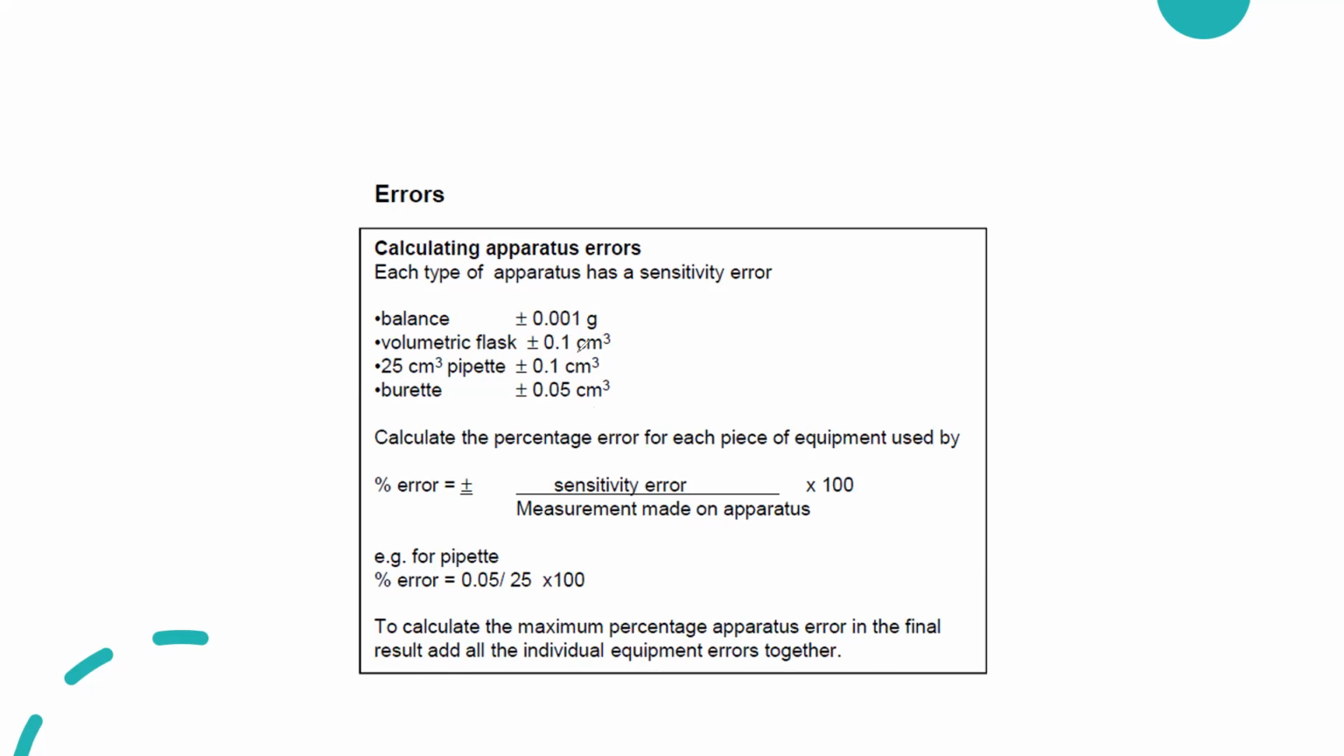Like here, for example, if it was 0.05, it is done for 0.05, not for 0.1. So its smallest value, or the sensitivity error, is 0.05 divided by the value recorded, 25, times 100.